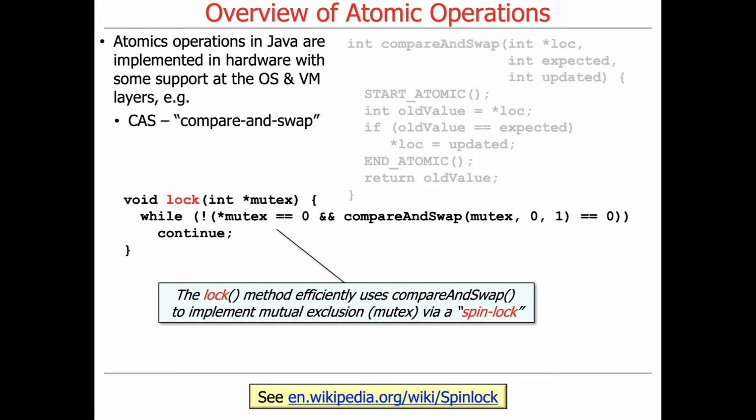Now, once you've got the ability to do compare and swap, you can start to write various kinds of lock-free algorithms on top of that. So here's an example of a lock-free algorithm, even though it's got the name lock. You'll see why it's called lock-free in a second. What lock does is it efficiently uses compare and swap to implement mutual exclusion, sometimes called a mutex, via a spin lock. And you'll have to know how to do this for your programming assignment B. You will not be using these specific capabilities, but it's along the same lines.